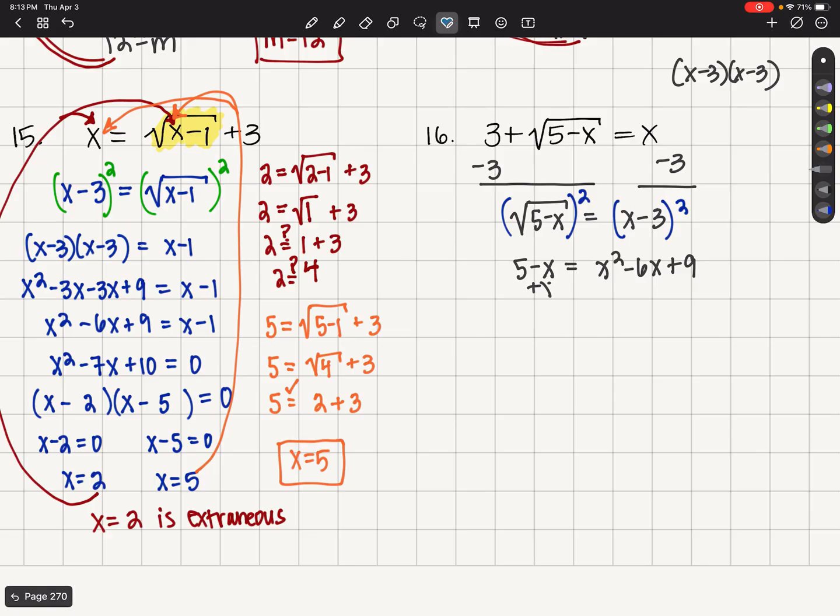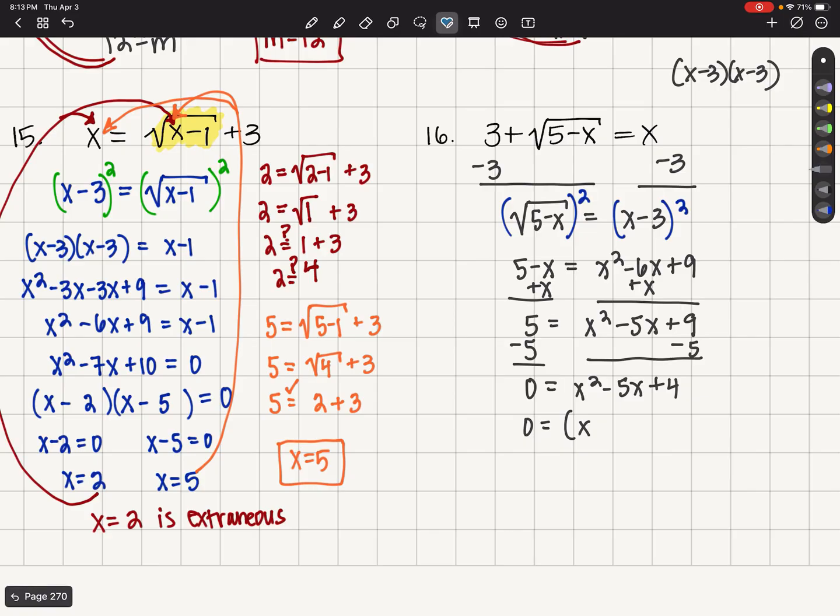I'm going to add x to both sides. 5 equals x squared minus 5x plus 9. And I'm going to subtract 5. I'm bringing everything over to the right-hand side, so I set that variable, all the terms that are non-zero, on the opposite side. So x squared minus 5x plus 4. Now we're going to factor and use our zero product property. That factors to be x minus 1, x minus 4. So my two potential solutions are x equals 1 and x equals 4.